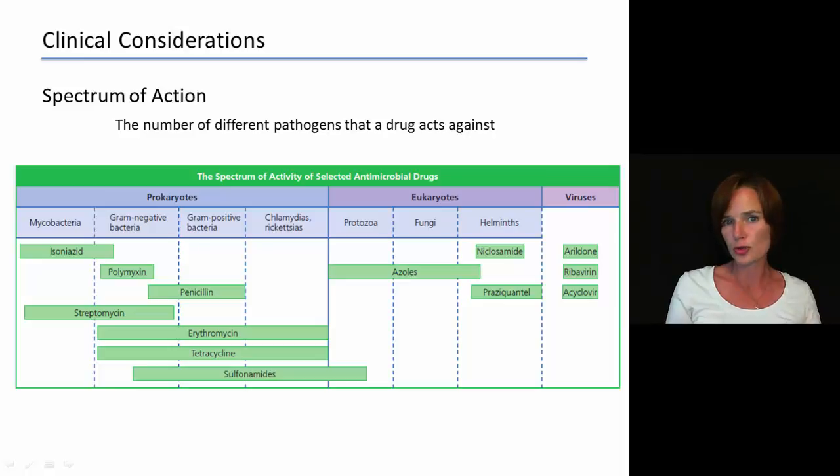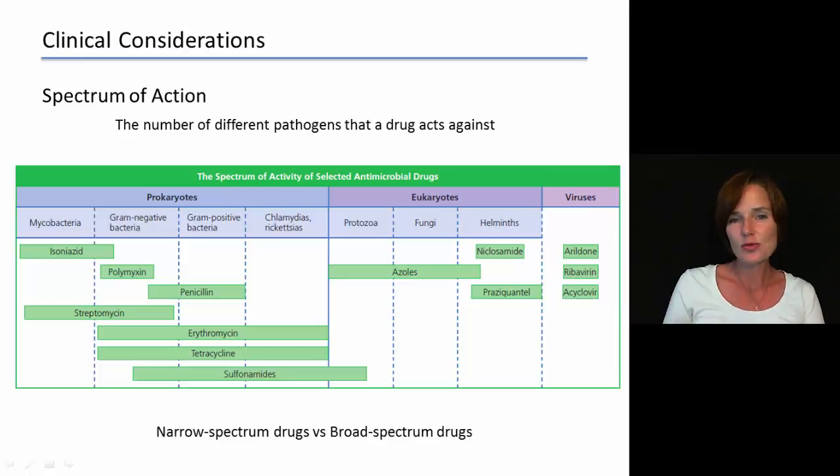It does cover a larger range of organisms, and this is what we call narrow spectrum drugs versus broad spectrum drugs. The narrow ones, they can only work on a select few. When we're talking about broad spectrum, these have a wider range of organisms, and so they're a little bit more useful because we can just kind of keep them on hand and use them for a number of different microbes.